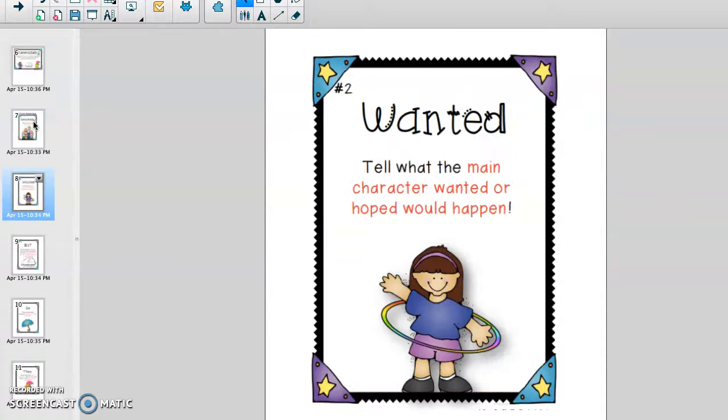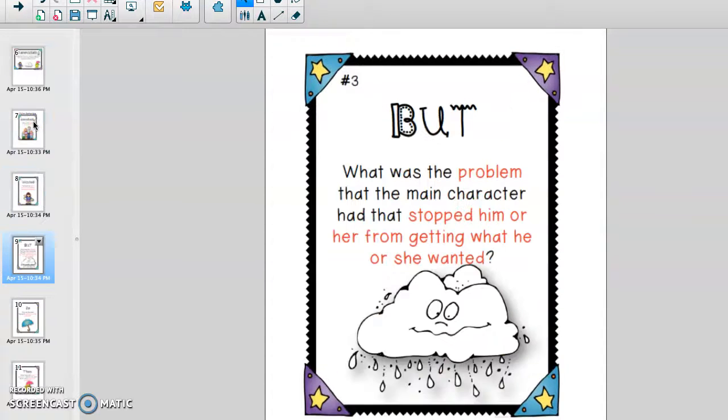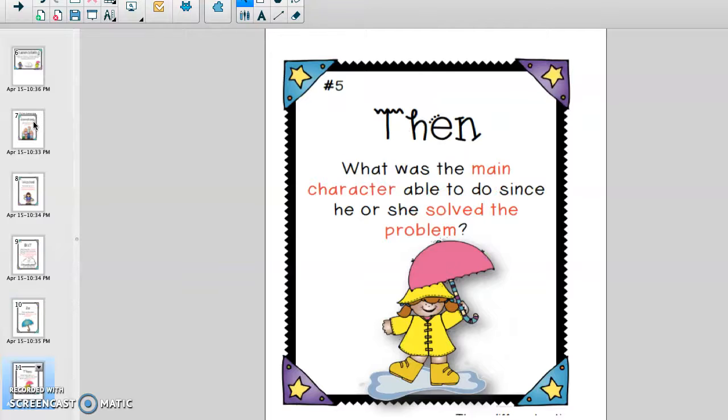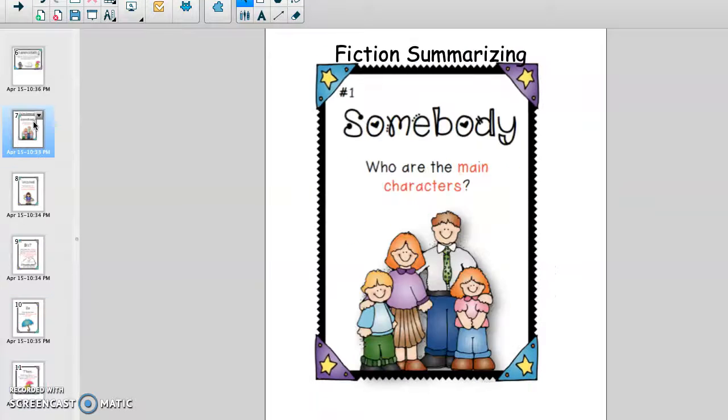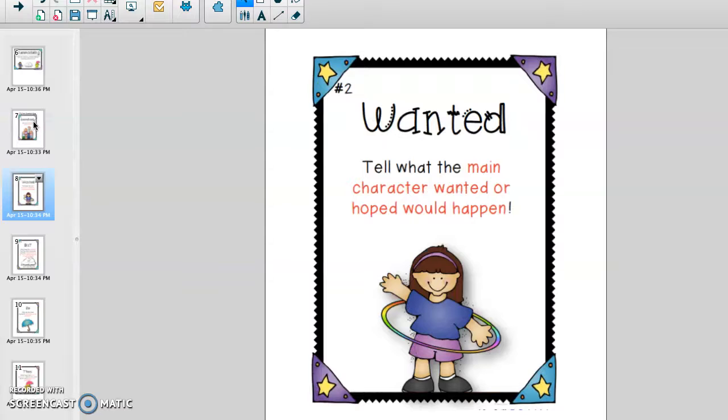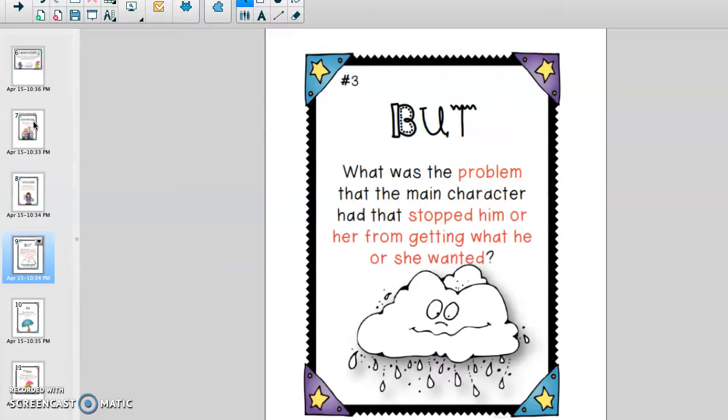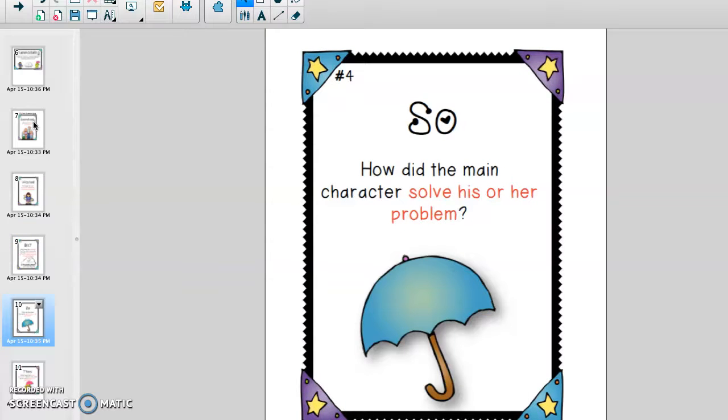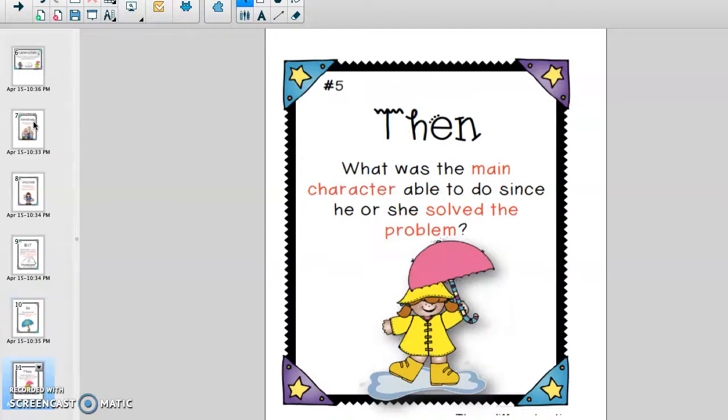Somebody, wanted, but, so, then, or finally. So somebody, that's who the main characters are. Wanted. What did the main character want to happen? But, what was the problem in the story? So, how did the character solve the problem? Then, what was the character able to do since they solved the problem?